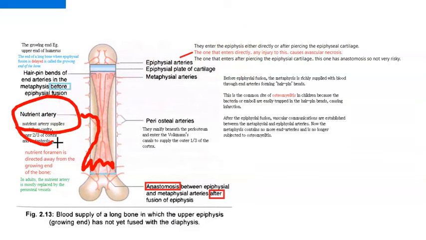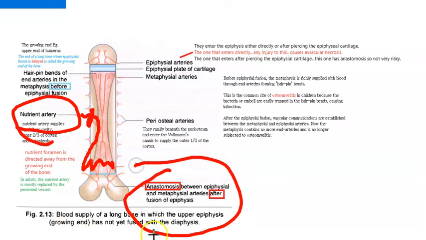So if you're holding a bone, you can see the hole through which the nutrient artery goes. Next time when you're looking at a bone, just try to look for this nutrient foramen. And there is anastomosis between the epiphyseal and metaphyseal arteries after the fusion of the epiphysis. Once this epiphysis fuses, then only, of course, there can be anastomosis.